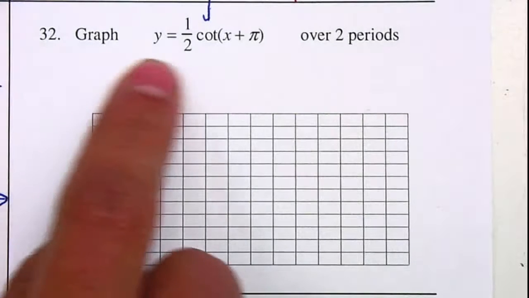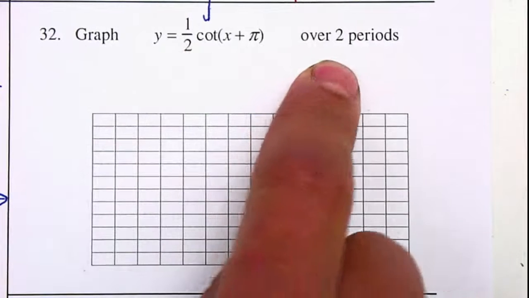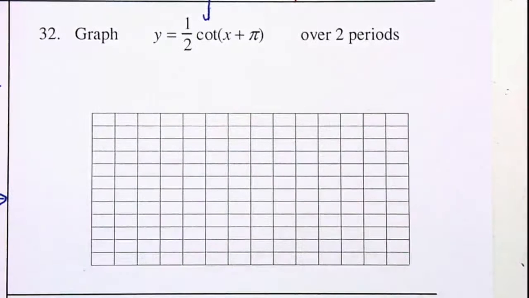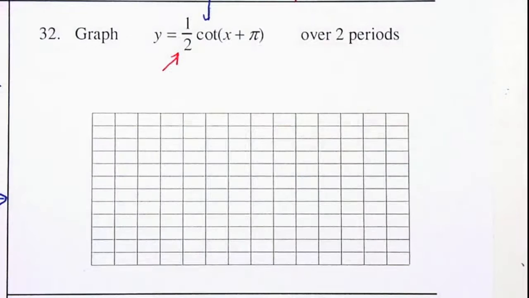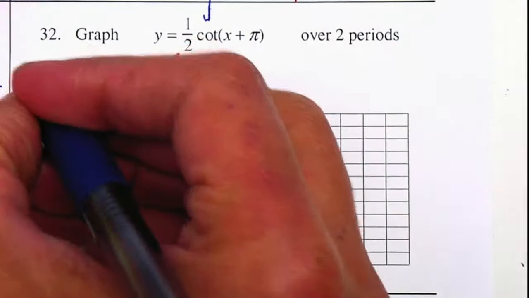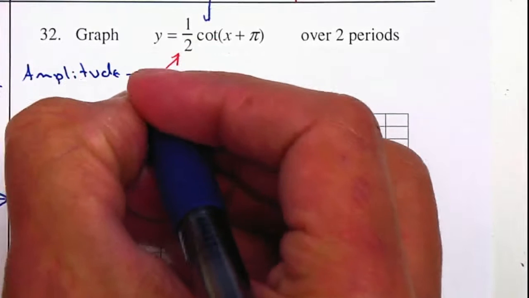Graph the following function. They give you a cotangent function and they want you to graph it over 2 periods. So let's look at the components. First, the 1/2. That 1/2 will be your amplitude, that's the value of A, will be 1/2.